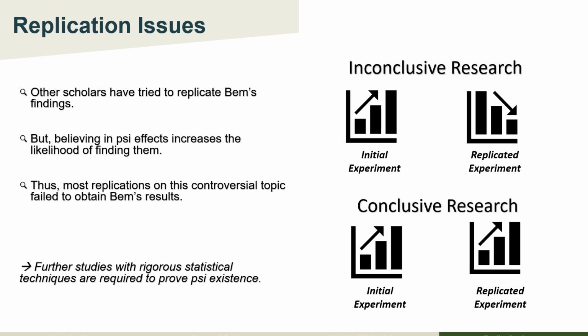For instance, Ritchie, Wiseman, and French, and Galak et al. failed to replicate experiments 8 and 9. Similarly, Traxler et al. failed to replicate the effect of retroactive priming, Bem's experiments 3 and 4. For the issues we have discussed, further studies following more rigorous statistical practices would be needed to prove the existence of psi effects.